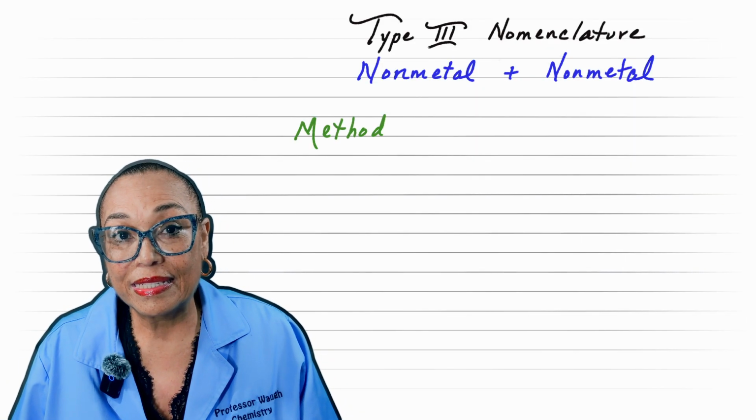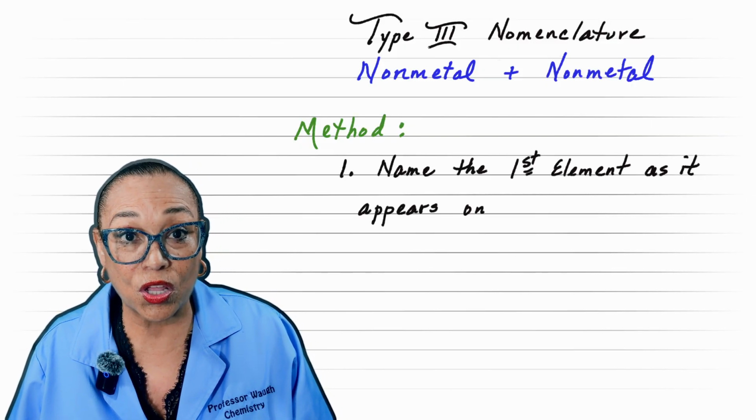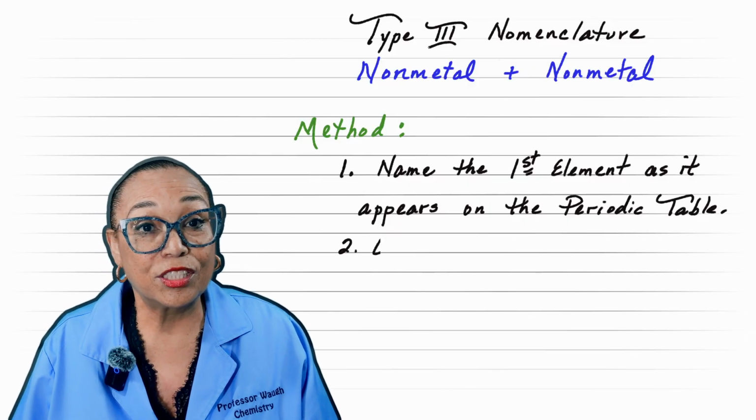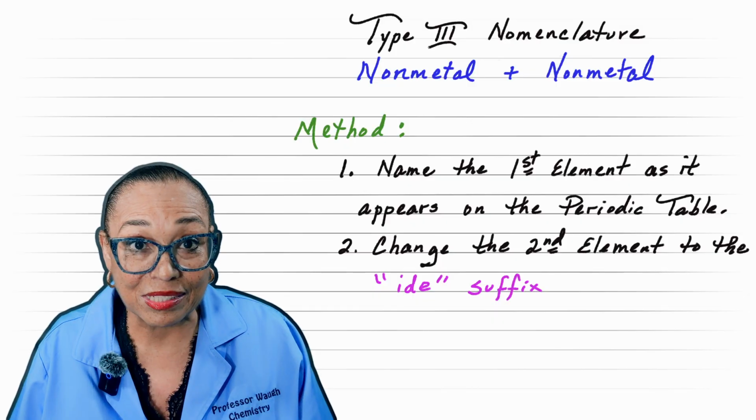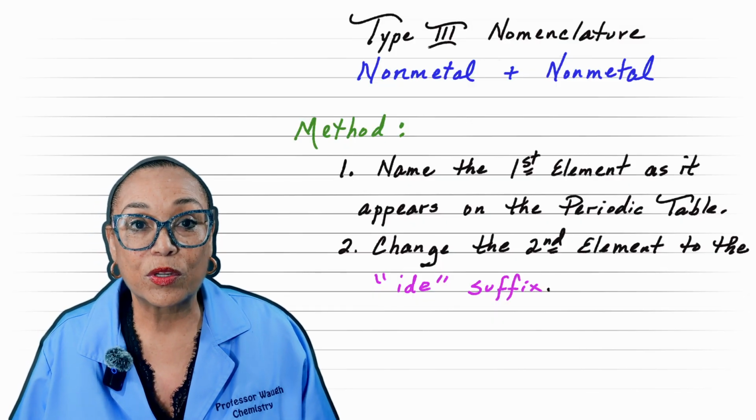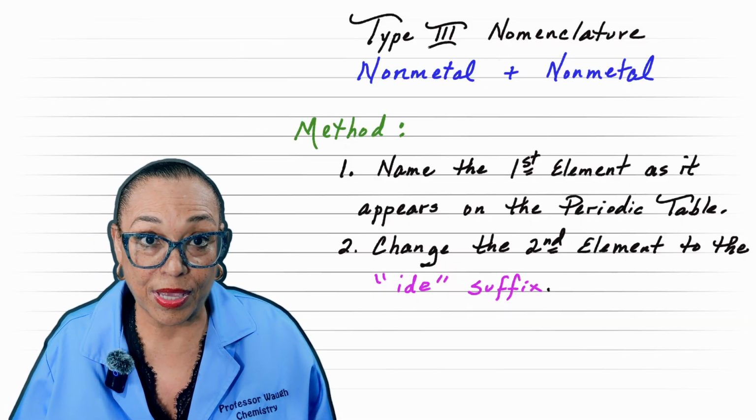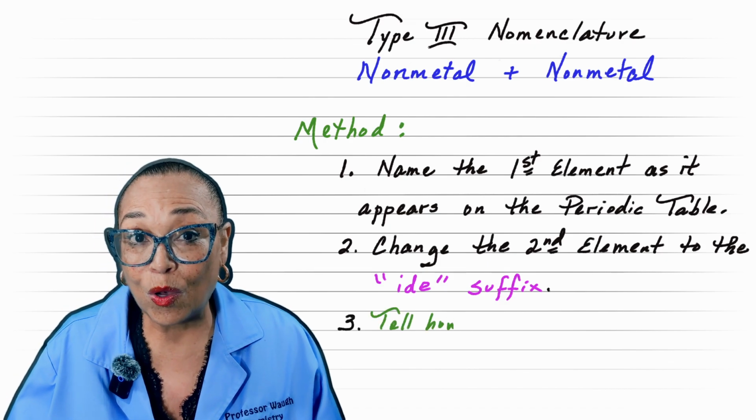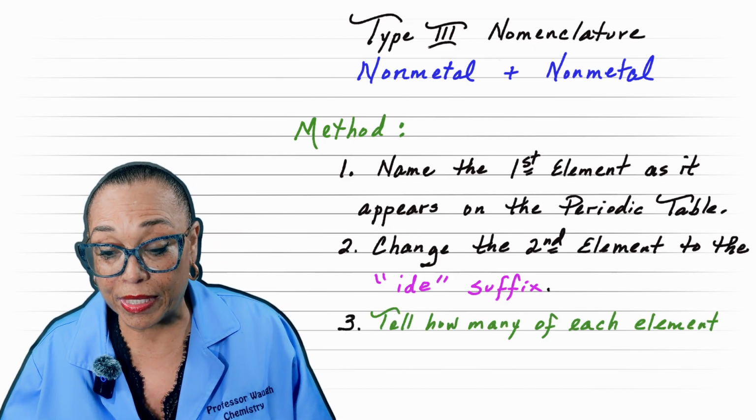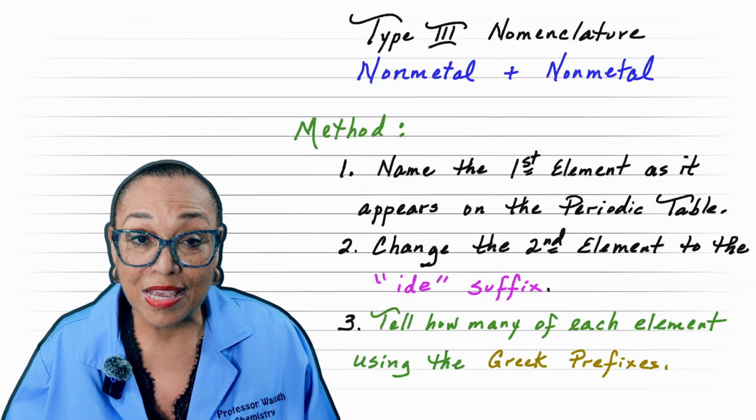Now the method is that you will name the first element as it appears on the periodic table. Then change the second element to the "-ide" suffix, just like we've been doing. But there is no positive or negative charges, okay? Because they're sharing electrons. Tell how many of each element using the Greek prefixes, and you've got to memorize those.